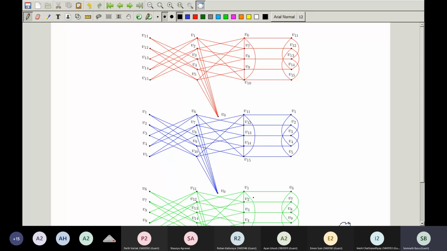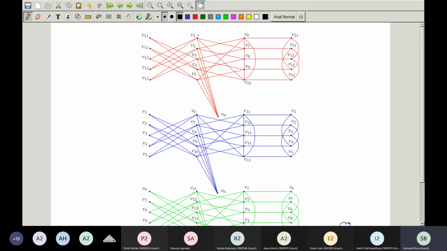So I think these 2 are correct. This one, the V, yeah, this should be a typo. This is a typo, definitely. So this should be V. Well, 1, 2, 3, 4, 6, 7, 8, 11, 12, 15. Oh no, it's fine. It's fine.